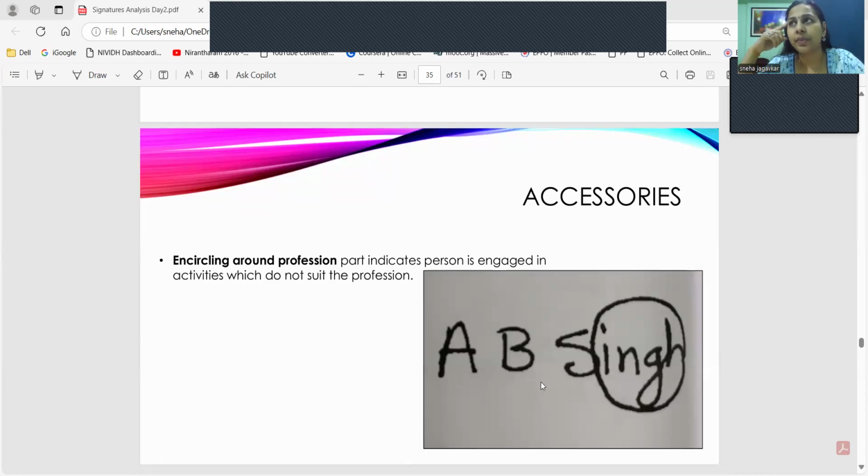Or an MBBS doctor many times recommends Ayurvedic medicines, right? So these are two contrasting things. They are not supposed to go hand in hand.